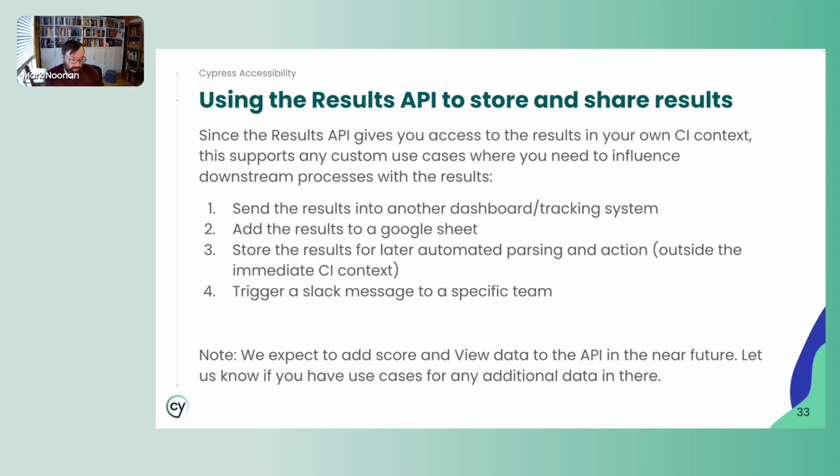And to that end, we've had a couple of requests for adding the accessibility score and the view names and the related issues in all of the views to the API. So we expect to do that soon, and that would let you do more downstream decision-making about the nature of the results. The first use case for that is sending messages to specific teams who own particular areas of the application if there's accessibility issues on URLs that those teams own. So that's something that we can support through the API itself by adding some details there.